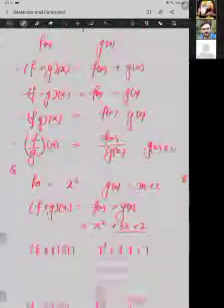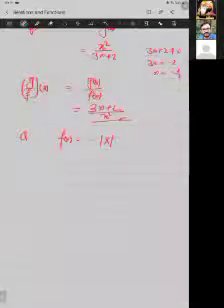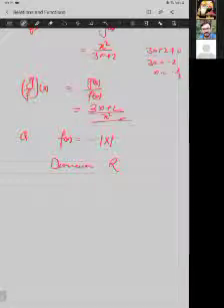So in the same manner, now in this case, what will be the domain? Domain means the values of x, and over here the values of x could be anything. So it will be real numbers, because there is no restriction. We can put anything in place of x.